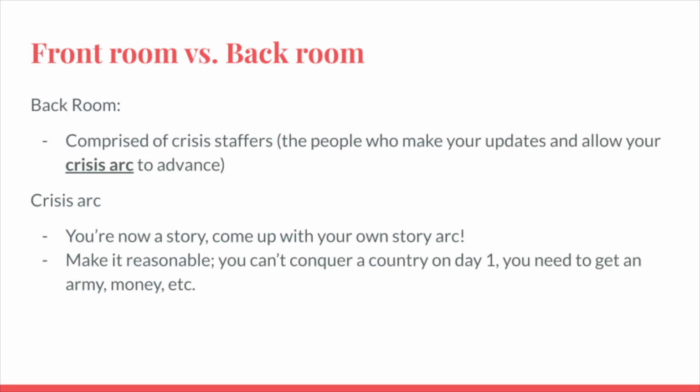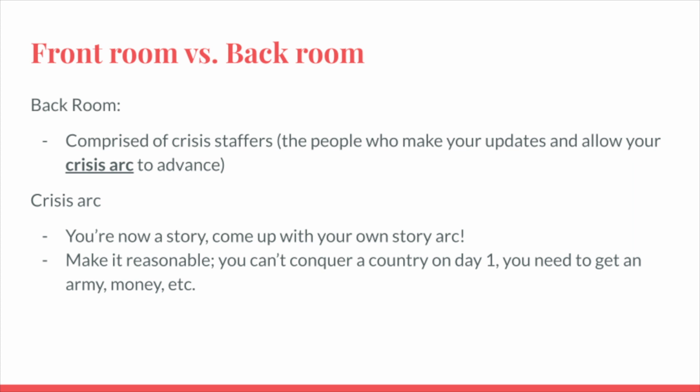The back room is made up of crisis staffers, which is where they make the updates that you have to deal with in the front room. Now, how can you achieve your secret goal? Well, you can't come in on day one and take over a country. You need to develop an army and get some resources before you do so. Similar to how a book has a story arc, you have what's called a crisis arc, and your crisis arc should build up to the final goal, or the climax.